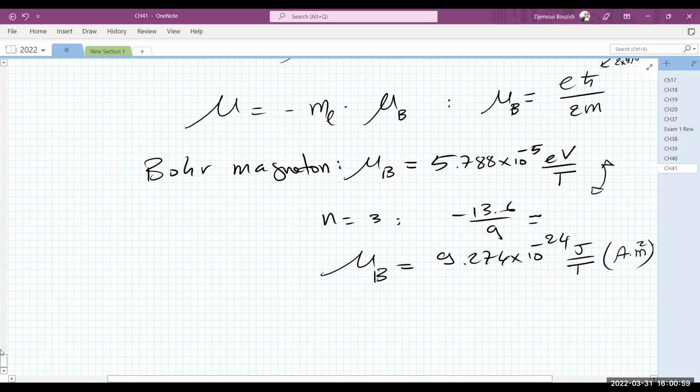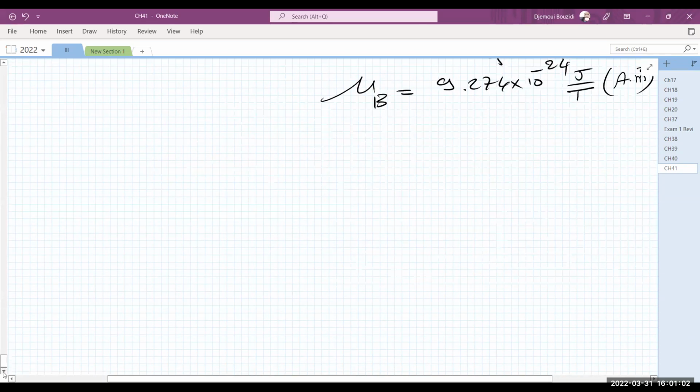Now here is something of interest to us. Let me explain. I'm going to take the same example as the book, between the 3D level and the 2P level. So the 2P level means n is equal to 2, and this is n equals 3.